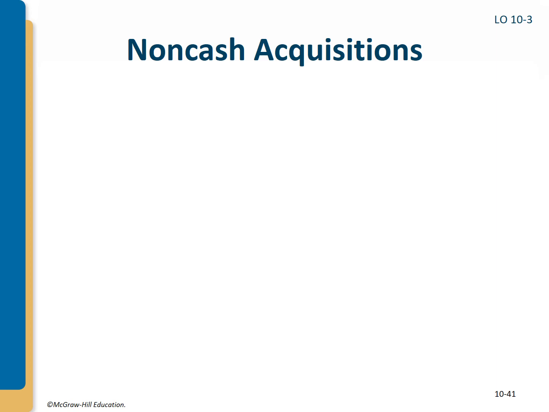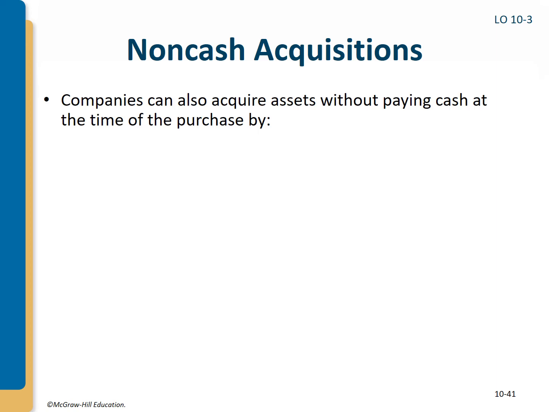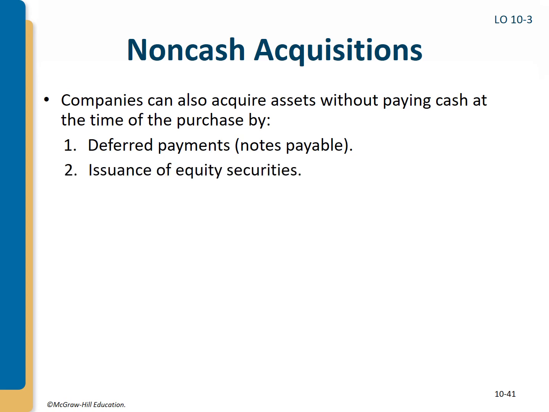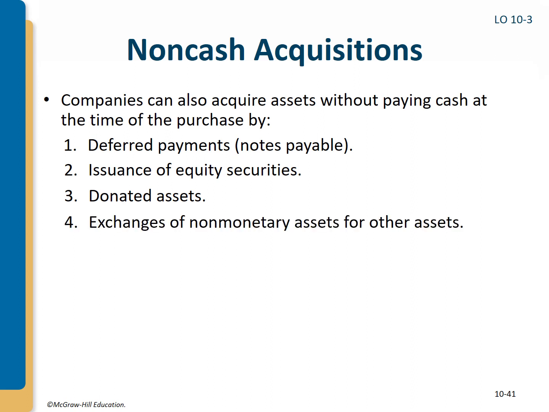Another way of acquiring an asset is through non-cash acquisitions. So let's take a look at these. You can acquire an asset without paying cash at the time of purchase by deferring payments. So you buy it today and say, I'll pay it off $5,000 a year for the next 3 years. Providing stock instead of cash. Donated assets. So somebody gave us assets, and we can exchange non-monetary assets for other assets.